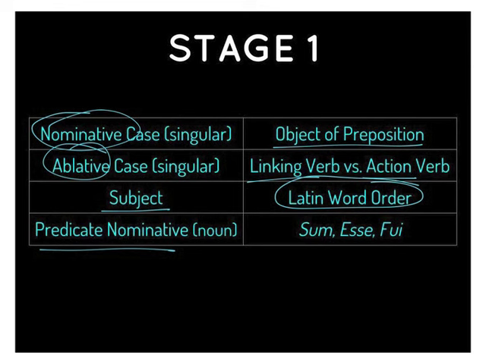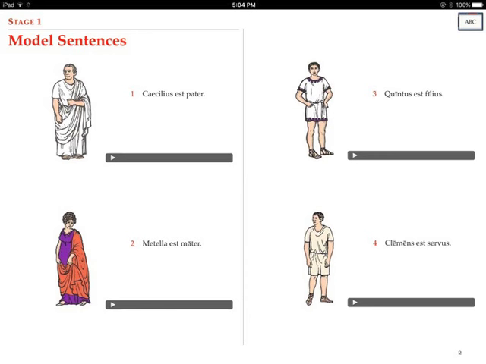And then we also meet the very important but very irregular verb to be, the principal parts of which are sum, esse, fui. In these four sentences, obviously as the plot goes, we're introduced to the characters of the Cambridge Latin course series who we are going to interact with throughout stages 1 through 12. But grammatically, what's important about these sentences is in the sentence Caecilius est pater, we have a subject, Caecilius.